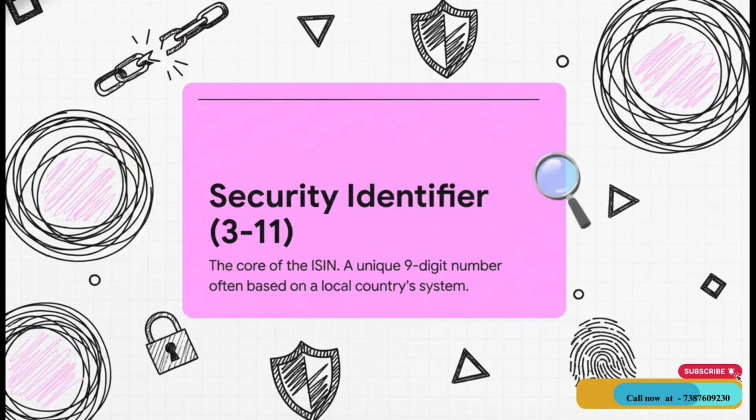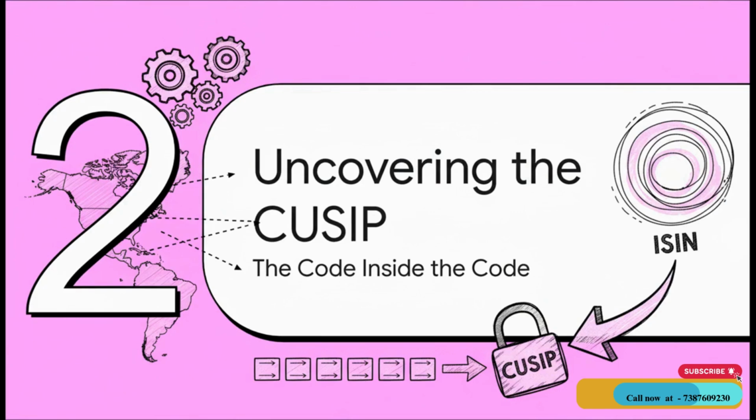Okay, the next 9 characters are the real heart of the code. This is the security's unique national ID number. And this is where we find something really interesting, a code within the code. You see, for securities from the United States and Canada, that 9-digit identifier is actually a whole separate code called a CUSIP. So to really understand the ISIN, we first need to peel back that layer and understand the CUSIP.